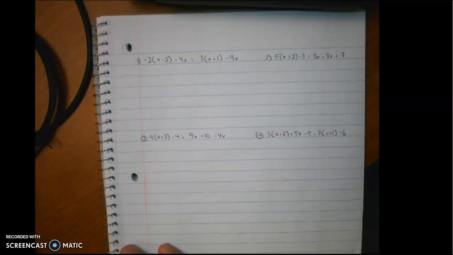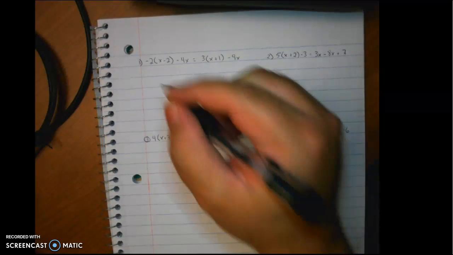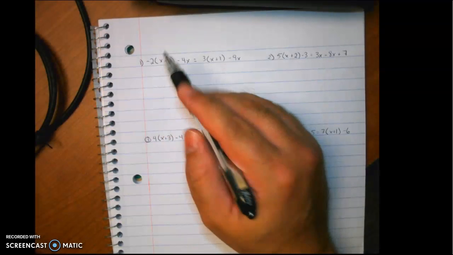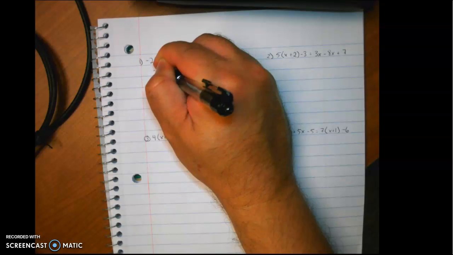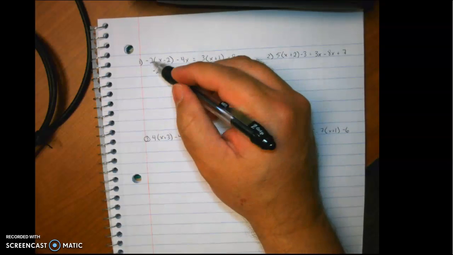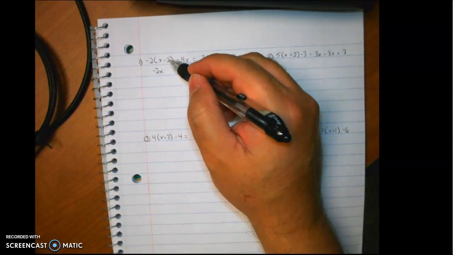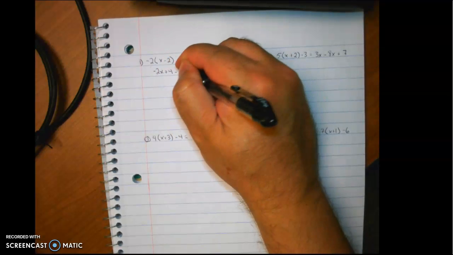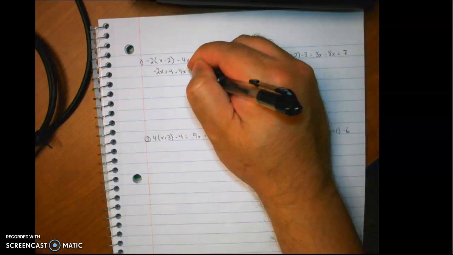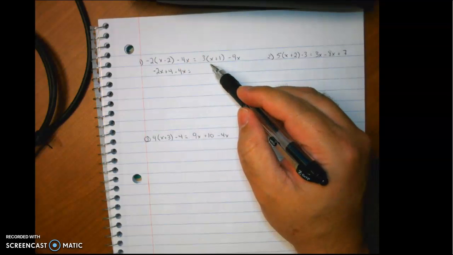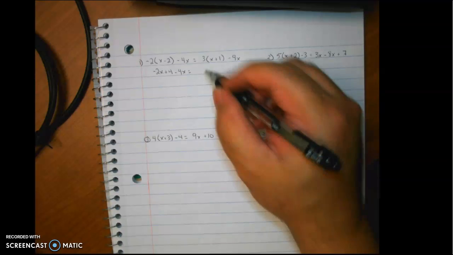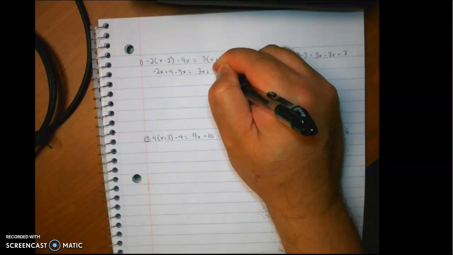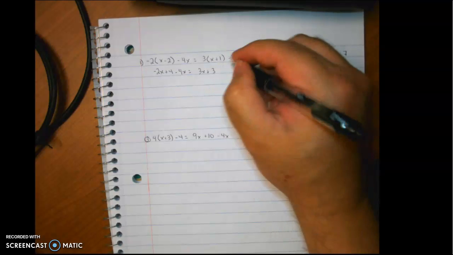Okay, so on number 1, first thing we're going to do is start distributing. A negative 2 times x is a negative 2x. A negative 2 times a negative 2 is plus 4. Minus 4x equals, we're going to distribute on this side too. 3 times x is 3x, plus 3 times 1 is 3, minus 9x.